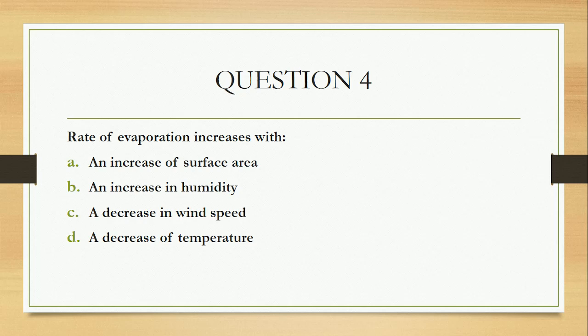Our next question is, rate of evaporation increases with option A an increase of surface area, option B an increase in humidity, option C a decrease in wind speed, या फिर option D a decrease of temperature. And the correct option is option A, an increase of surface area.